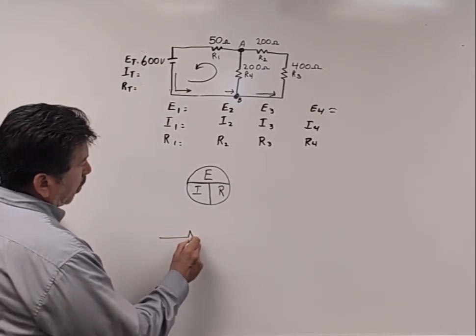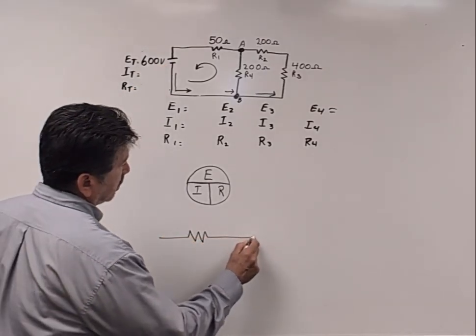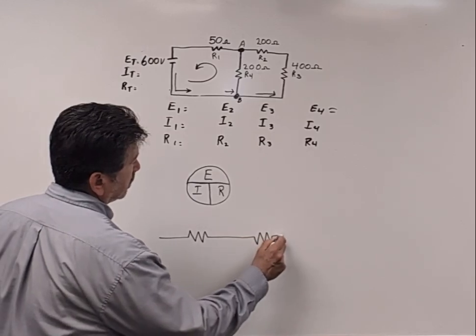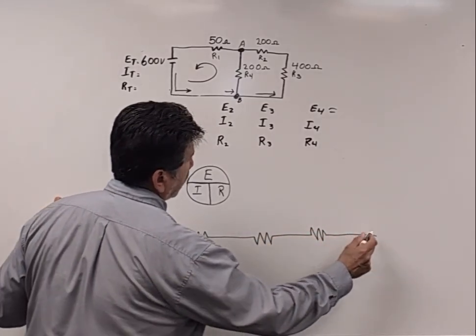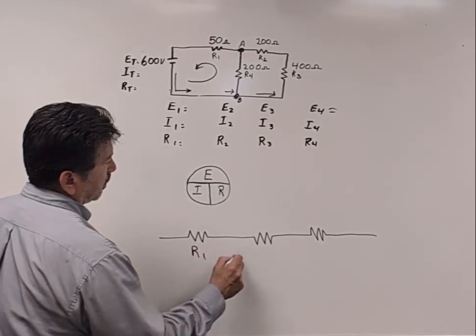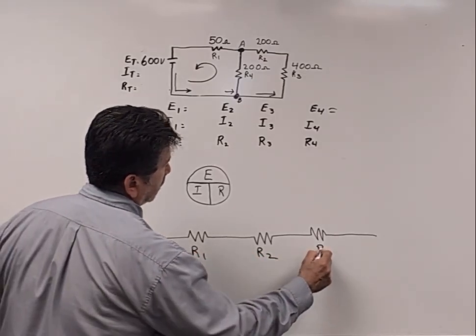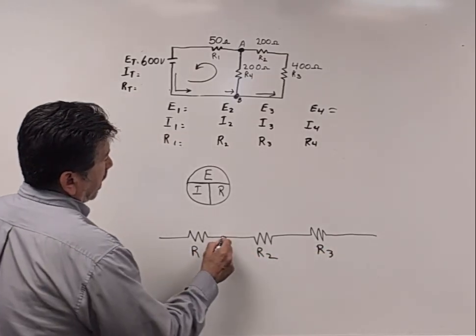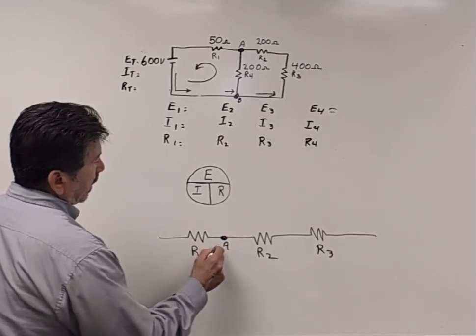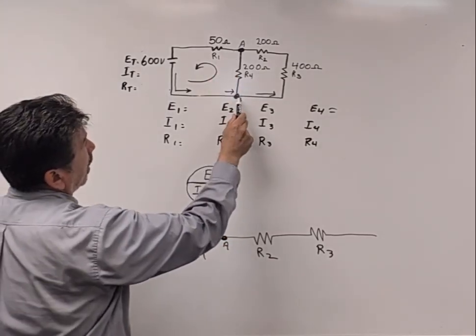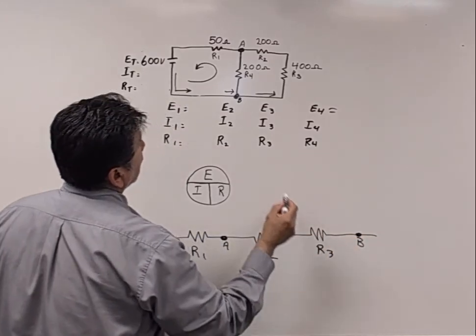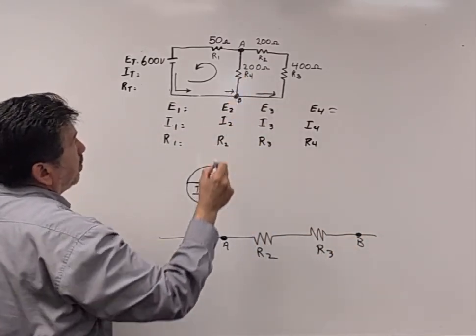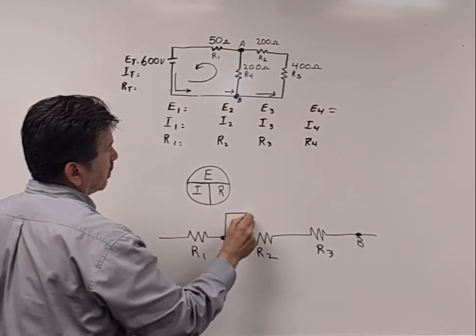We go through R1, R2, and R3, and we're back to the power supply. My nodes, A is right after R1 and B is right after R3. Bridging A and B is R4.